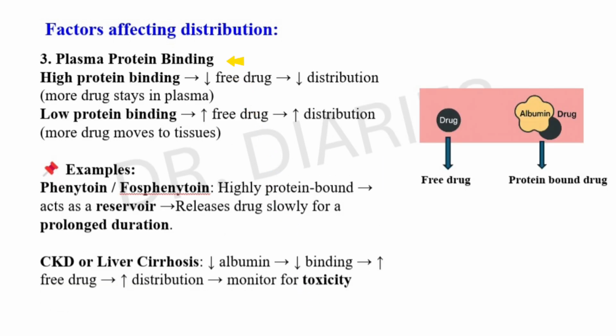3. Plasma protein binding. Many drugs bind to proteins in the blood, especially albumin. Only the free, unbound drug is pharmacologically active. High protein binding has less free drug, and this decreases the tissue distribution. Low protein binding has more free drug, increasing the distribution and possibly toxicity. In chronic kidney disease or liver cirrhosis, plasma proteins are reduced, so there is more free drug, higher risk of toxicity. Example: phenytoin is highly protein-bound and has slow release leading to prolonged effect.